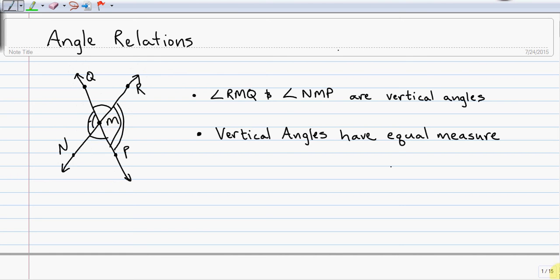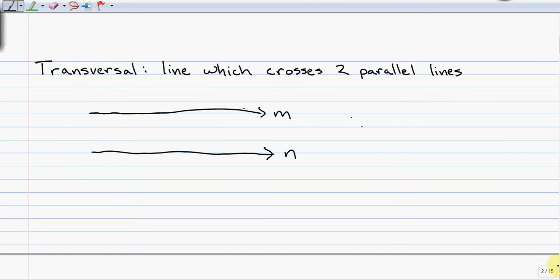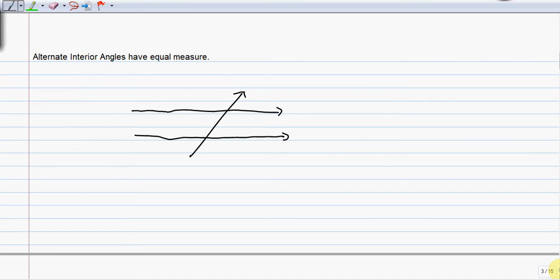Alright, our next piece of notation is about a transversal. A transversal is a line which crosses two parallel lines. So these lines, M and N, are parallel, they don't intersect. And then a transversal would be this line right here. We'll call this a transversal, say T. Now when you have a transversal crossing two parallel lines, we're going to get all kinds of angles that are equal to each other. For example, this angle and this angle are vertical angles, so they're equal to each other. And this angle right here and here are vertical angles, so they're equal to each other.